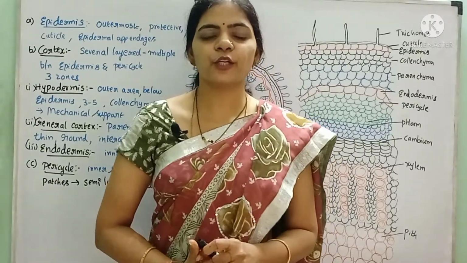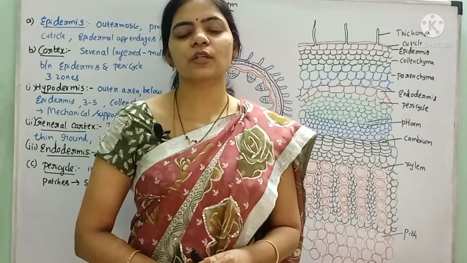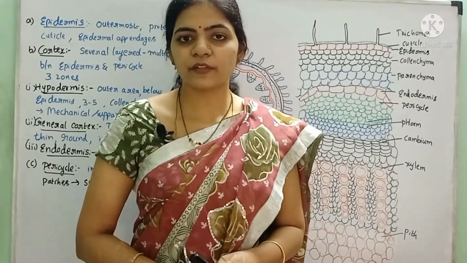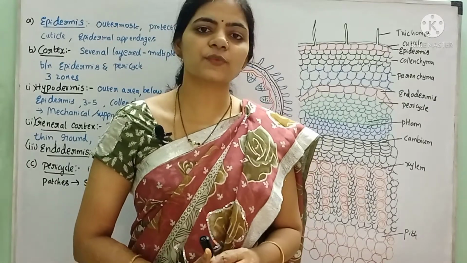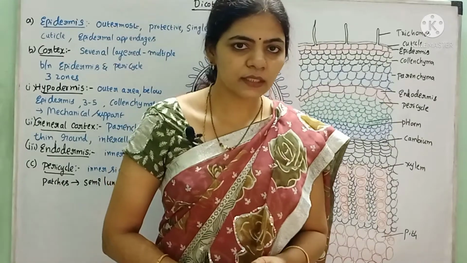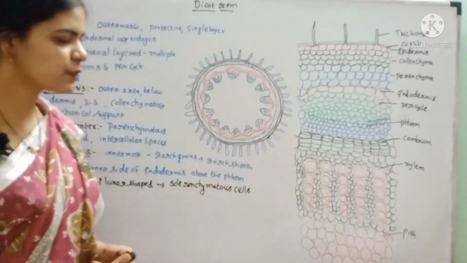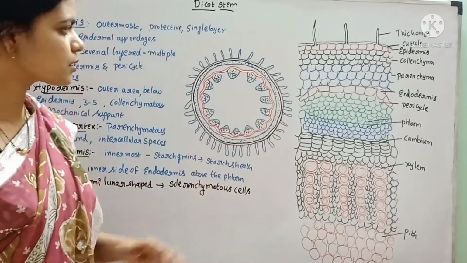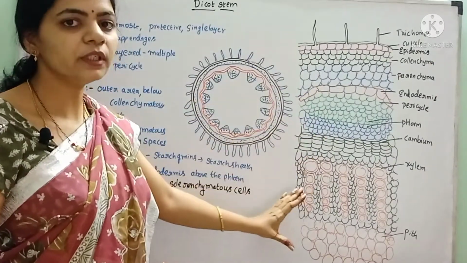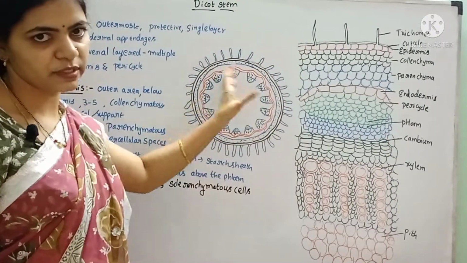In this video, we are going to study the dicot stem, the transverse section of the dicot stem. In our previous videos, we have finished the transverse section of the monocot root and dicot root. Now we'll see the transverse section of the dicot stem and what are the different layers present inside it. So this is the transverse section of the dicot stem.